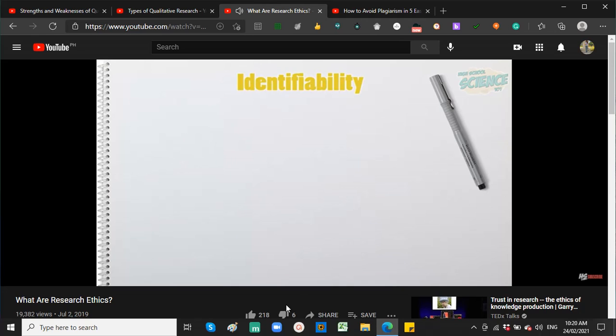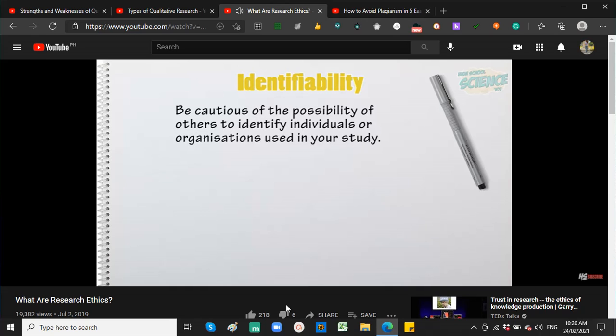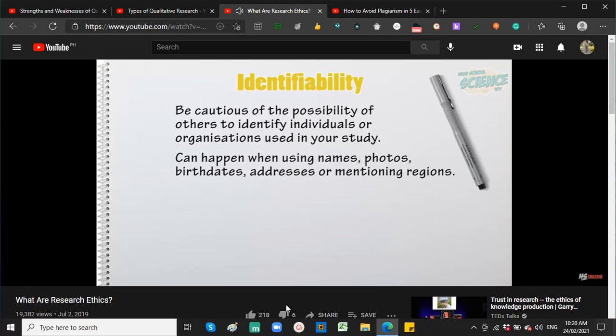When you've collected some results, you need to think about how easy it would be for others to identify people or organizations that have been involved in your study. Obviously, the chances of this happening are at their highest when you've used names or photos, but also be cautious of using birth dates, addresses, or regions. This area also concerns who has access to your data and how and where it is stored. Minimizing the amount of information you collect and store about each person, as well as replacing their names with codes or numbers, will help preserve their anonymity.